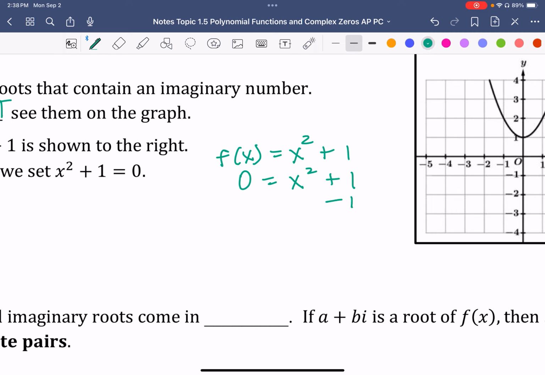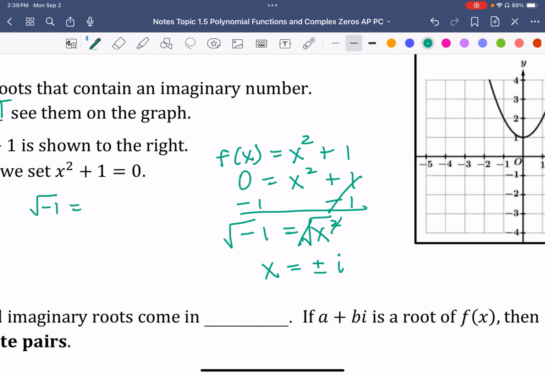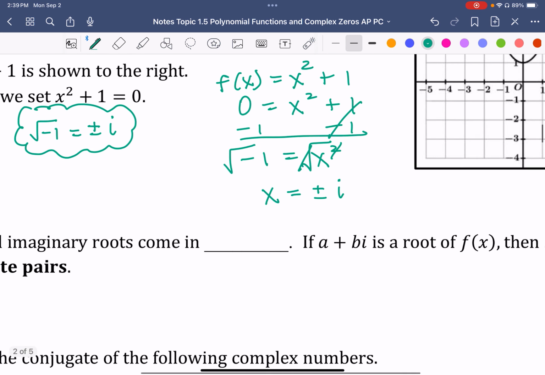So here what we would do is subtract the 1 on both sides. You get negative 1 equals x squared. And then you would take the square root. Okay, the square root and the square cancel, and we would be left with x equals plus or minus. Remember, anytime you take the square root of a number, you need to do plus or minus. Now, you cannot actually take the square root of negative 1. This is actually equal to the imaginary letter i. Okay, so I'm going to put over here that the square root of negative 1 is equal to plus or minus the letter i, and that's never going to change. You cannot take the square root of a negative number.